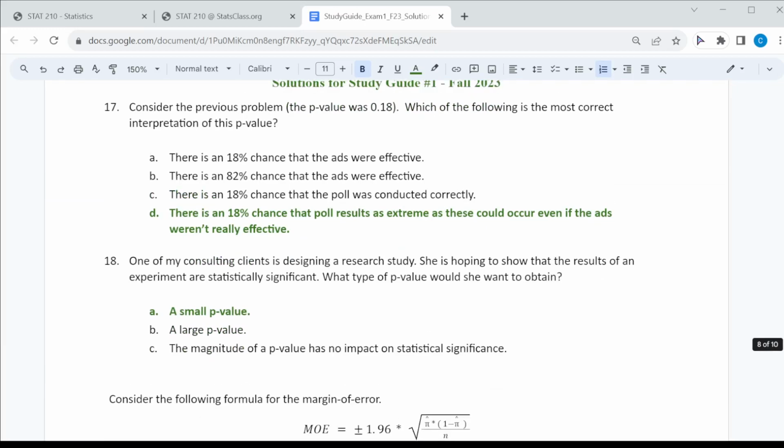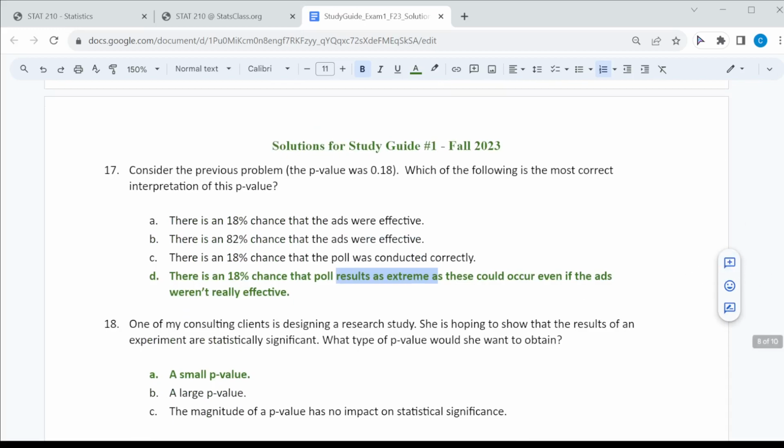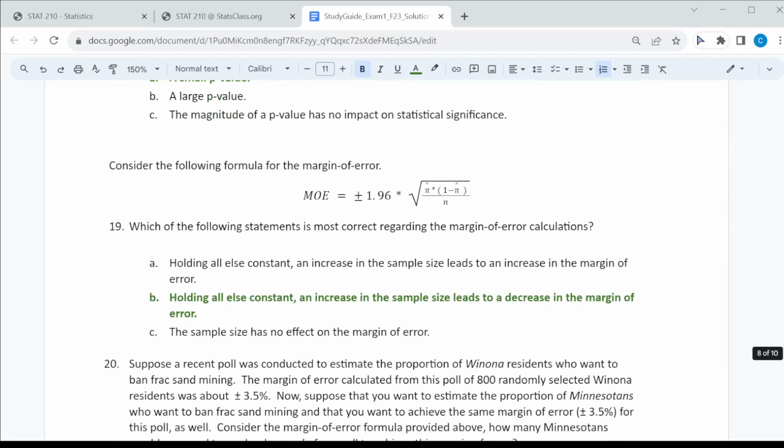17 is just, do you understand what a p-value is again? Again, it's results as extreme or more extreme. If you go back and look at the definition of a p-value, it's outcomes that are as extreme or more extreme. Here's a question about the margin of error, number 19. So here is the margin of error formula. n is in the denominator. If n gets really, really big, then my margin of error is going to be going down. Not up, but down. So B is the correct answer there.